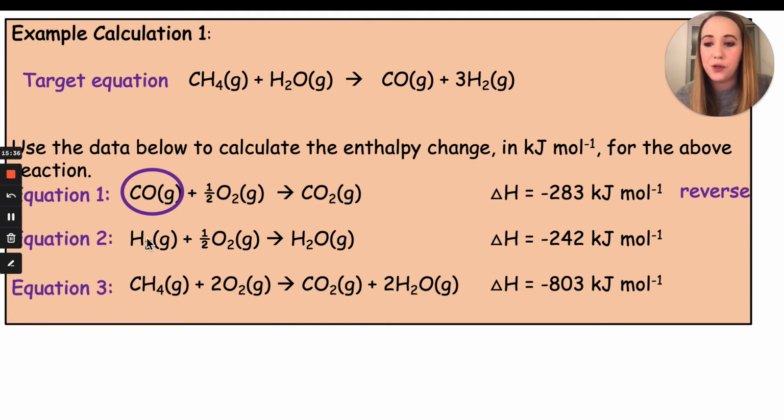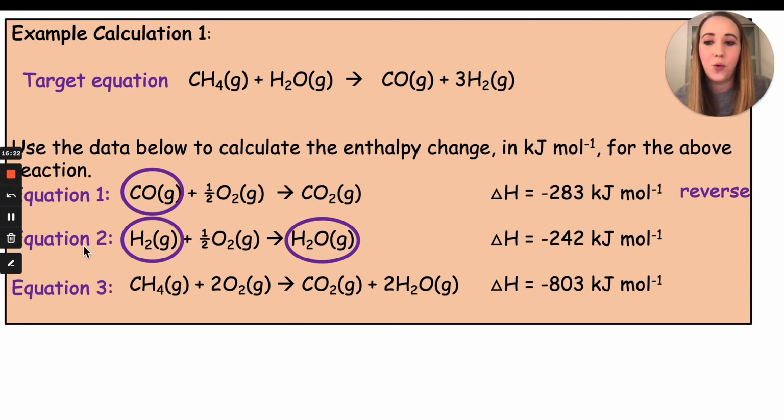So then moving to equation 2, we have got H2, which is in our target equation. Now we've also got H2O, which is in the target equation. But what you'll also notice if we just skip ahead to equation 3 is H2O appears in this equation as well. So sometimes you'll find this, that chemicals in your target equation appear more than once. What that means is that chemical is not our main priority when we're trying to manipulate equation 2.